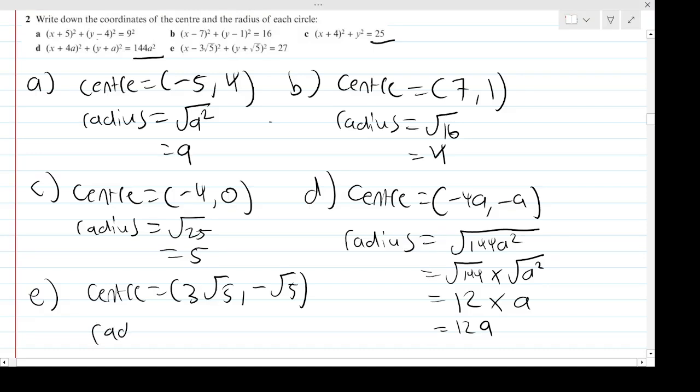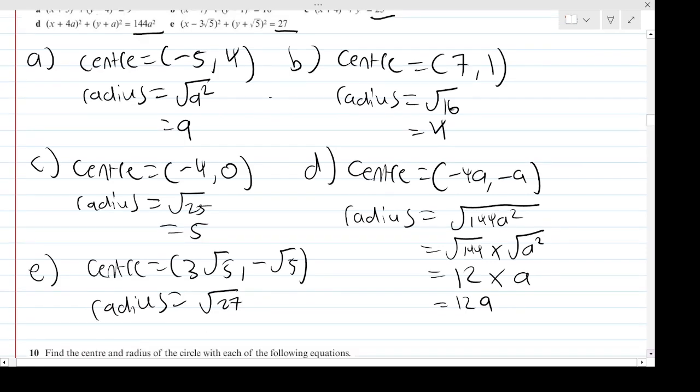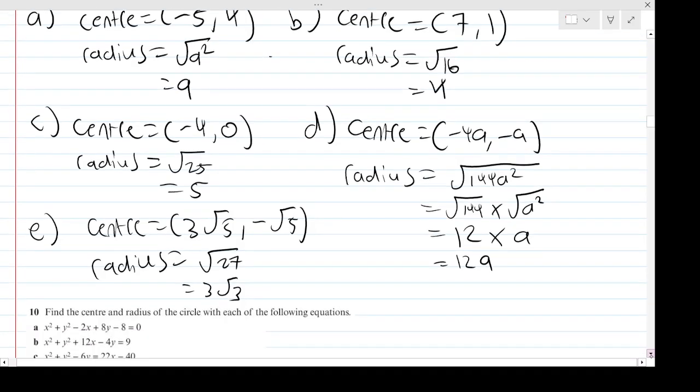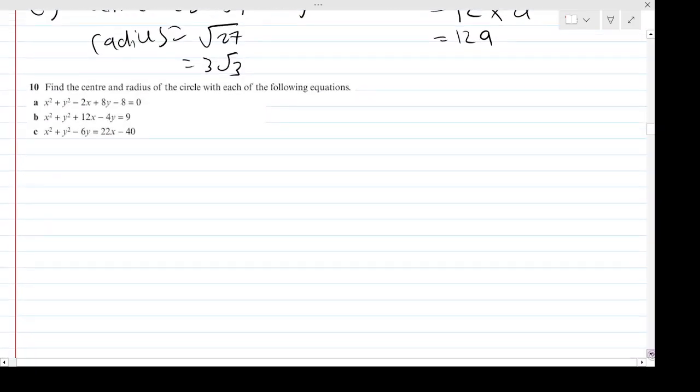Then the radius: radius squared is 27, so the radius alone is root 27, okay? Does that simplify? Yeah, it goes to 3 root 3. There we are, cool. So that's a bit of a quick fire sort of thing, but hopefully you're getting a good idea now for how to deduce the centre and the radius from the equation, right?